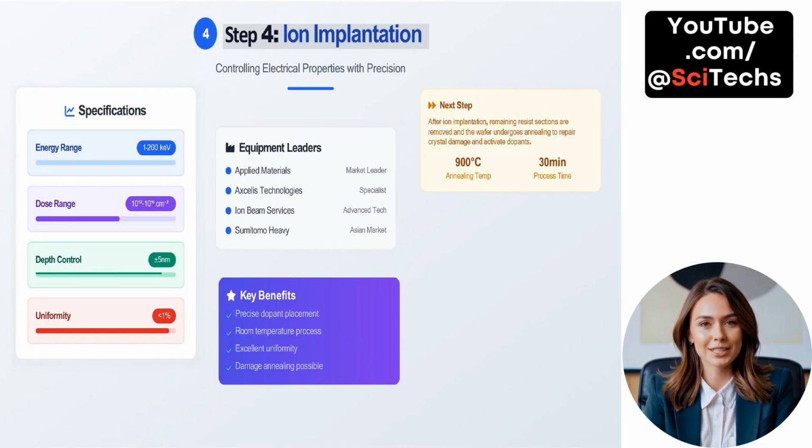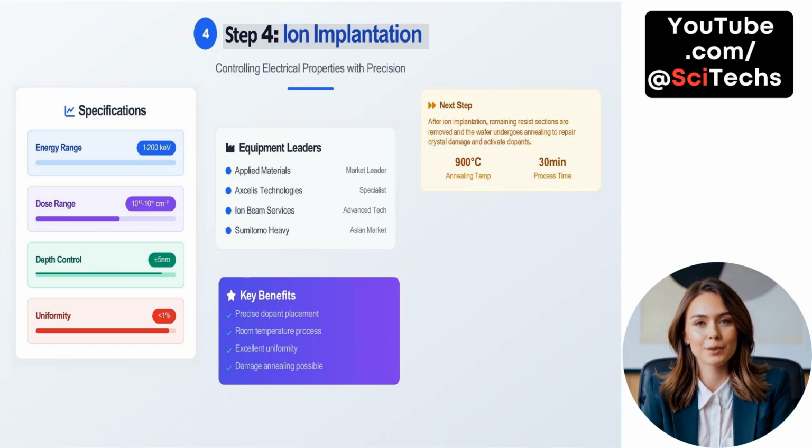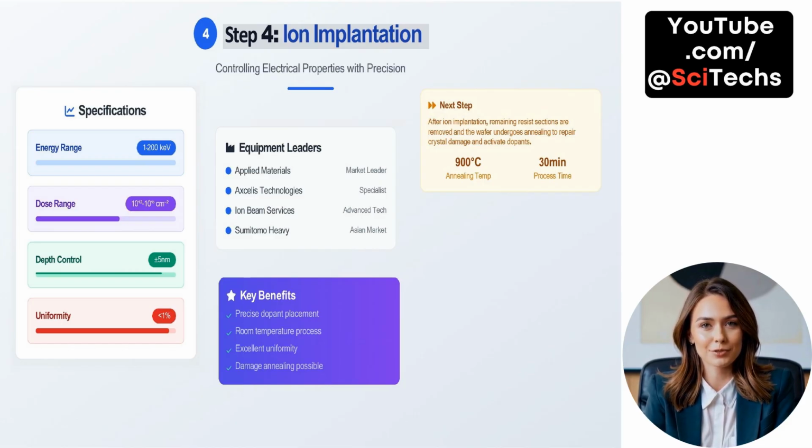Ion implantation specifications and benefits. Ion implantation systems offer a wide range of precise control parameters. The energy range spans from 1 to 200 keV, allowing control over how deeply ions penetrate into the silicon. The dose range, which defines ion concentration, can vary from 10^12 to 10^16 ions per square centimeter. Depth control is finely tuned to within plus or minus 5 nanometers, ensuring consistent electrical properties across devices. Uniformity is also excellent, kept below 1% variation across the wafer.